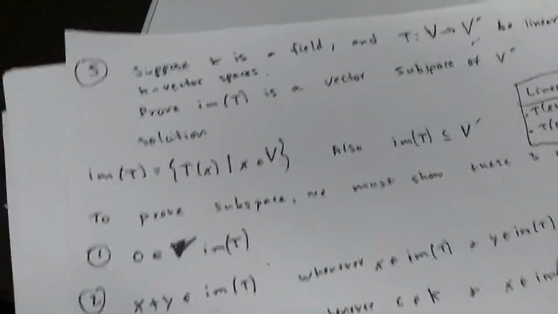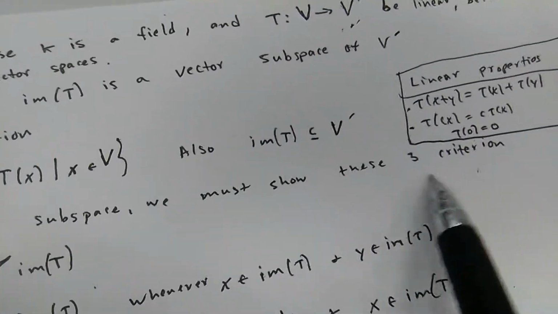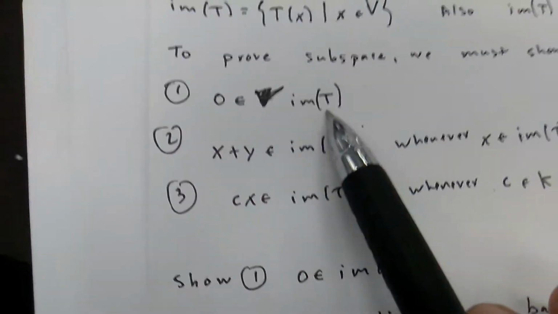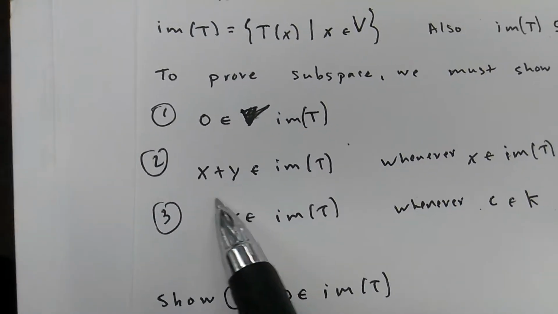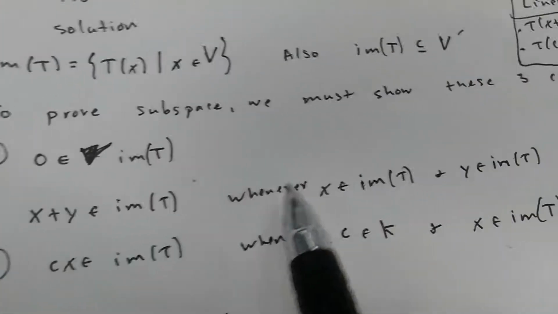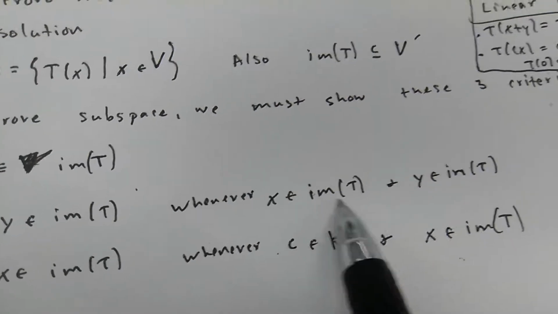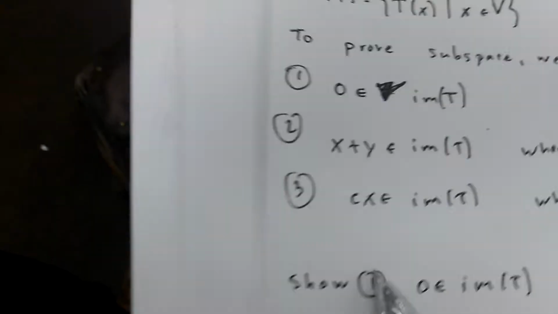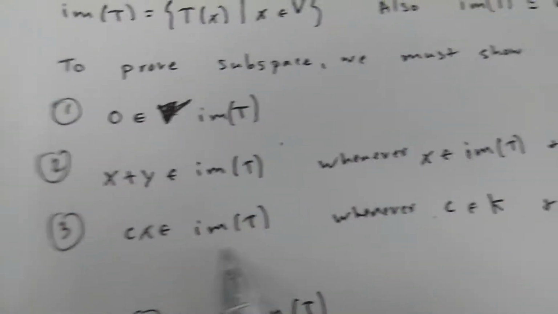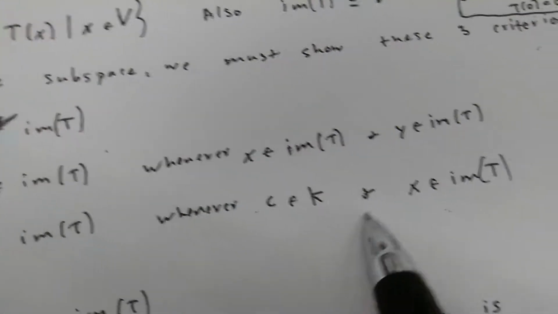So to prove something is a subspace, you must show these three criteria. 0 is an element of the image of T. X plus Y is an element of the image of T whenever X is an element of the image of T and Y is an element of the image of T. And C times X is an element of the image of T whenever C is an element of the field and X is an element of the image of T.